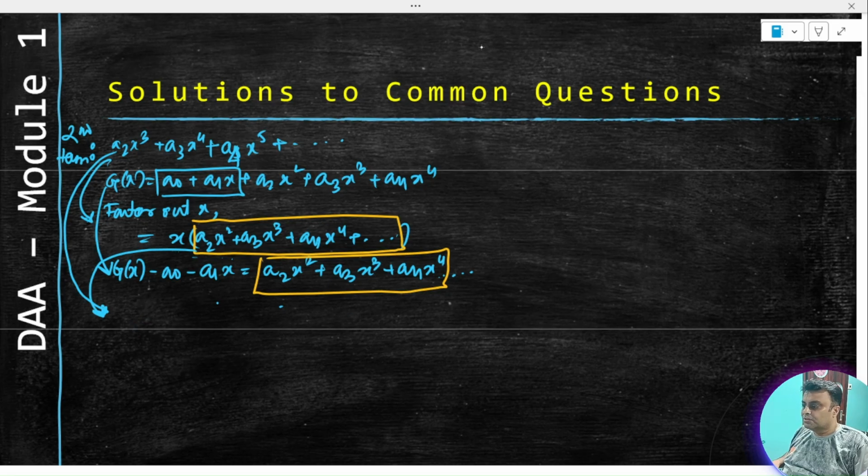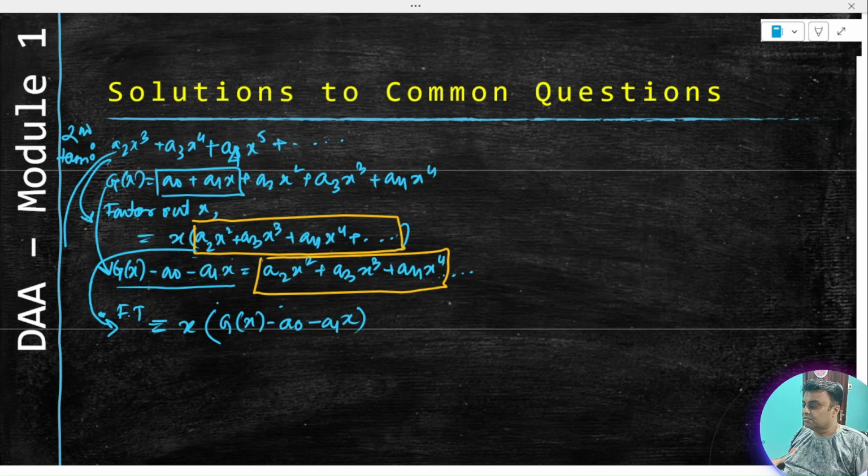Yeah, so it's going to look like this, that I will bring this here. Let me remove this, it will create confusion unnecessarily. So what I am doing here is I am taking this and I am writing this as x multiplied by a1 plus a2x plus a3x square plus ... What is that? That is equal to g(x) minus a0 minus a1x, right? So this is g(x) minus a0 minus a1x, and that is what my first term is actually equal to.